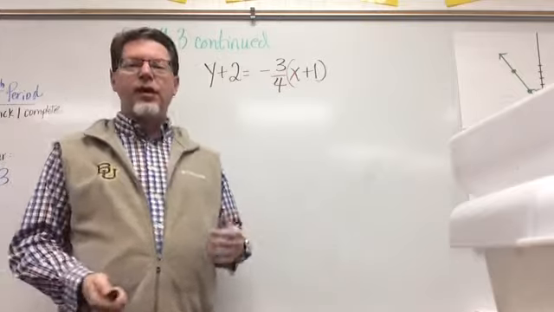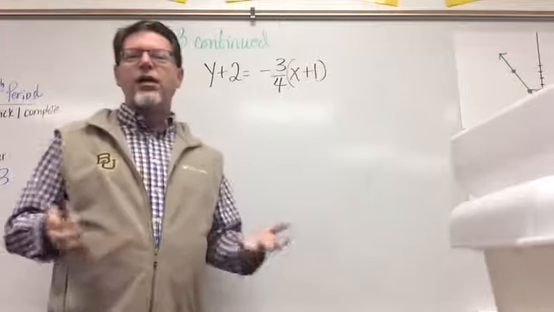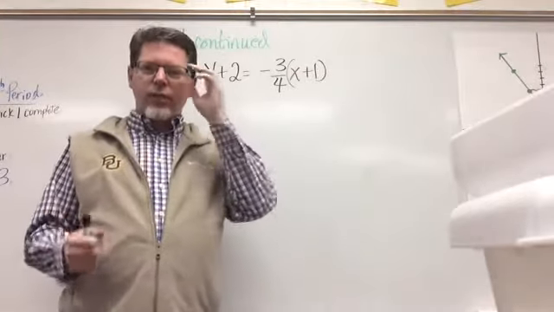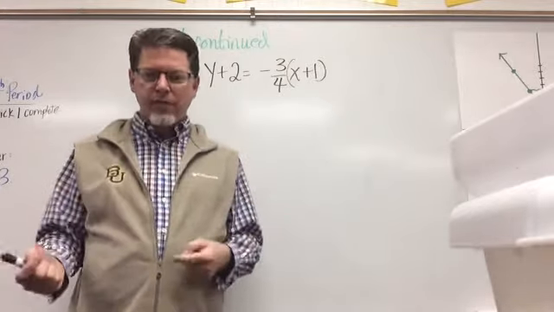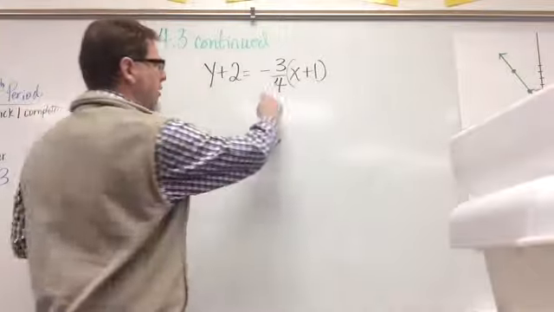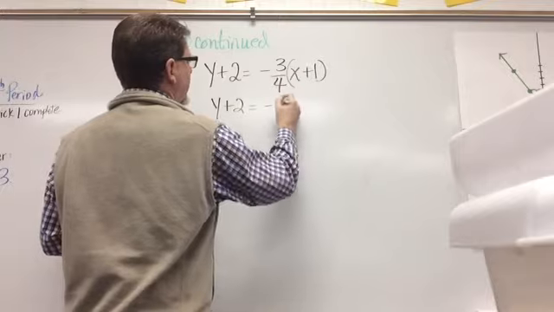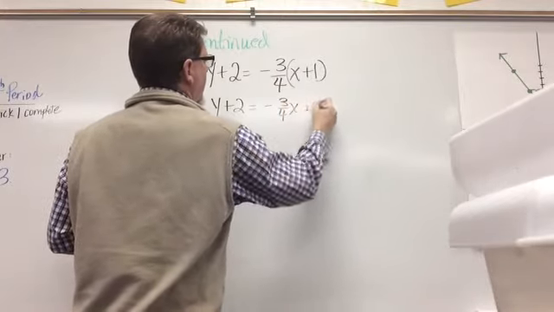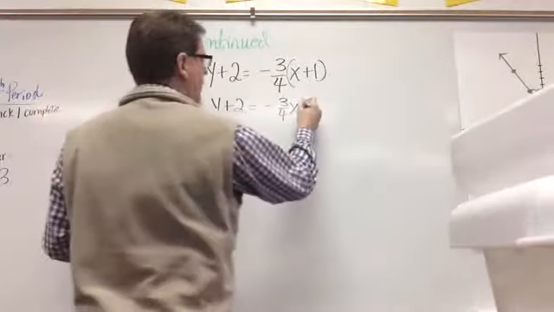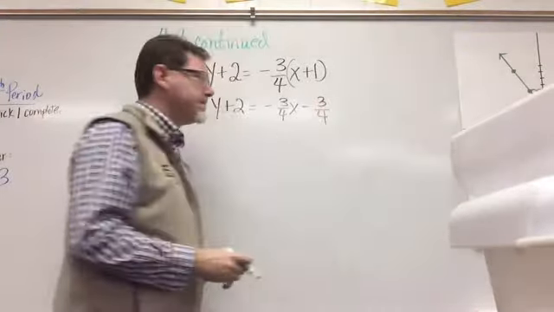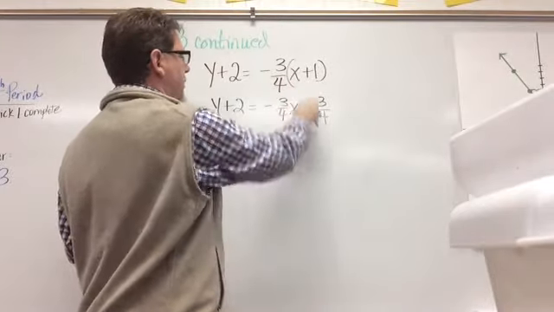So with my next example, I have y plus 2 equals negative 3/4 times the quantity of x plus 1. That's my equation of a line in point slope form. Now I need to convert it to slope-intercept form, so I solve for y. First thing I need to do is the distributive property. So I have y plus 2 equals negative 3/4 x minus 3/4. I just used the distributive property. Negative 3/4 times x, and negative 3/4 times 1 is negative 3/4.